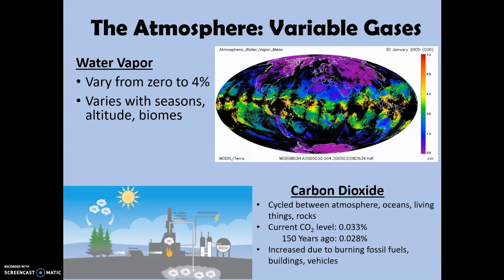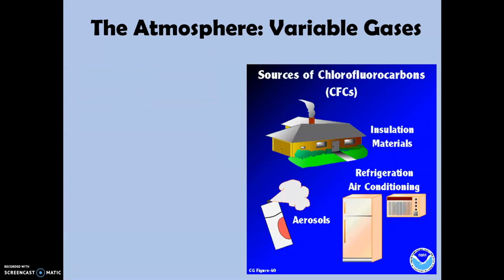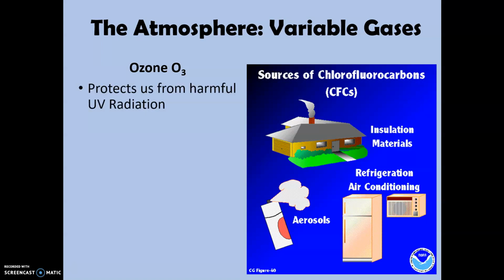But again, I'm borderline diving into that right now, and I'm not going to. We will hopefully later. The last variable gas that we'll talk about is ozone, O3. This molecule made up of 3 oxygen atoms is very important to us. It protects us from UV radiation.